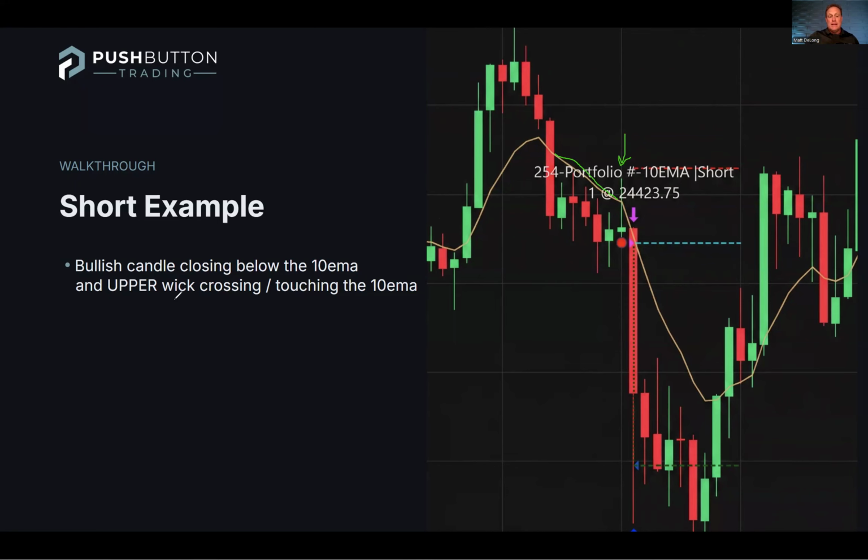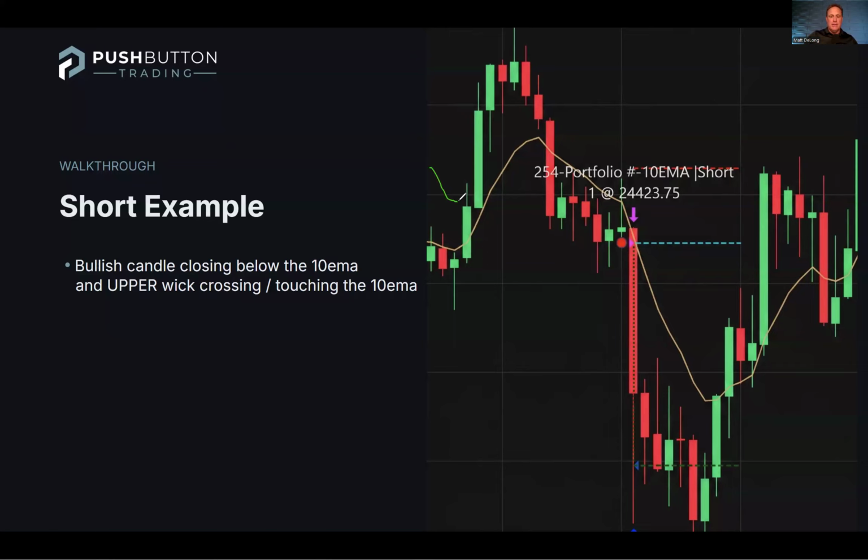You guys see that? Now the catch is we want the upper wick to touch the 10 EMA, right? So for example, right here, this candle almost fits the criteria, except it doesn't quite touch, correct? And we have some time limits on when this is running. This is not running all day, every day. It's running on certain times of the day.